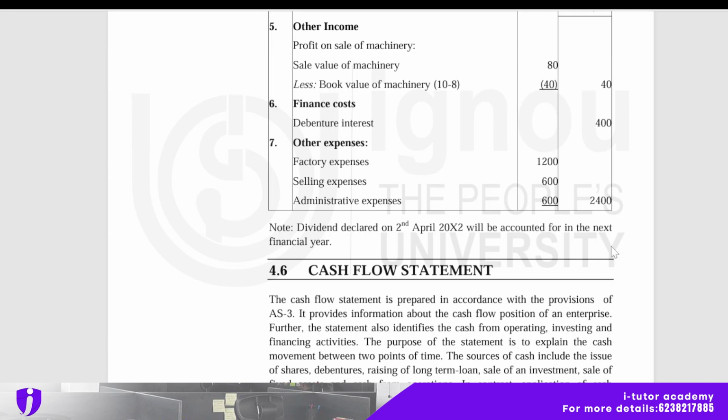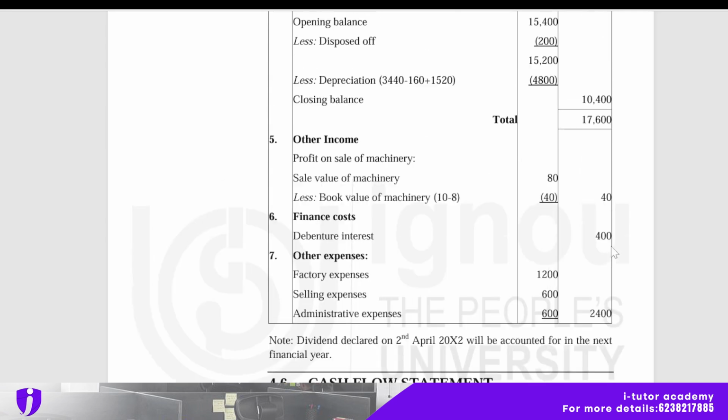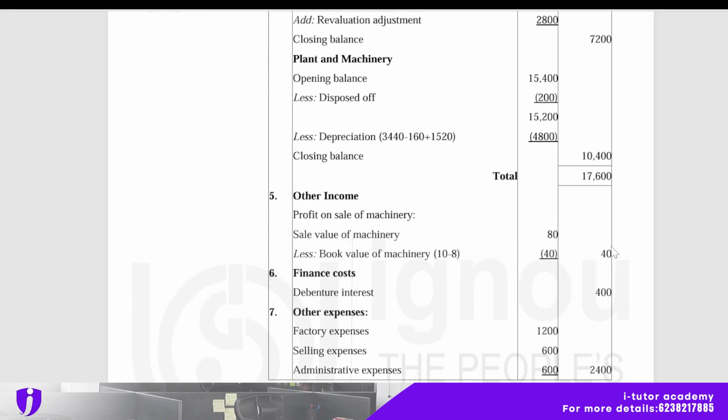And the next section is the cash flow statement, that we will cover in the next video. And before that, you just try to understand this introduction part of this unit.